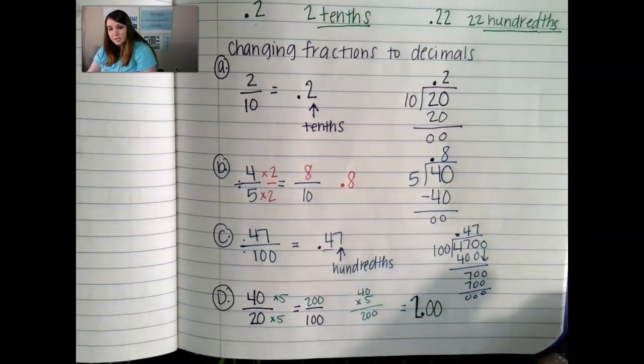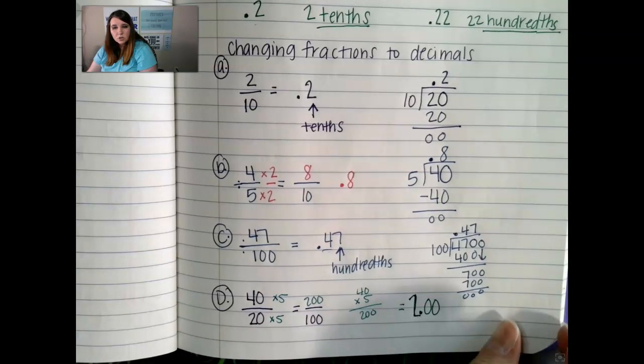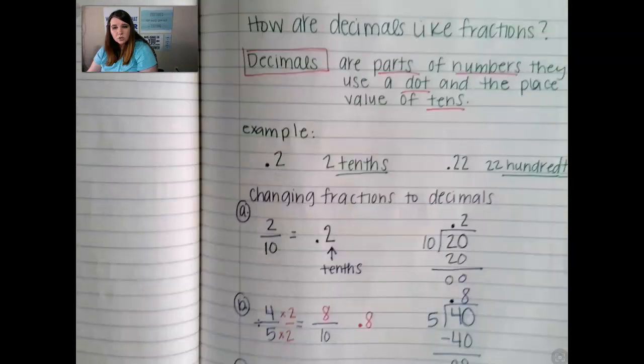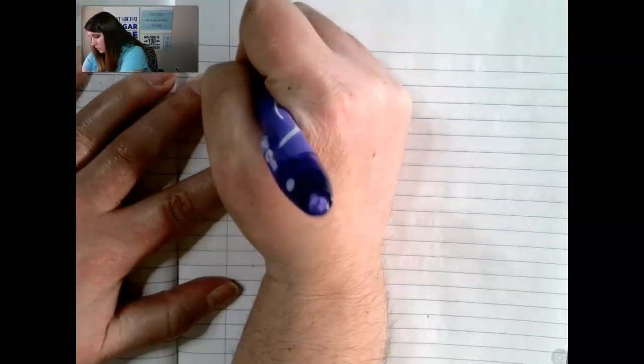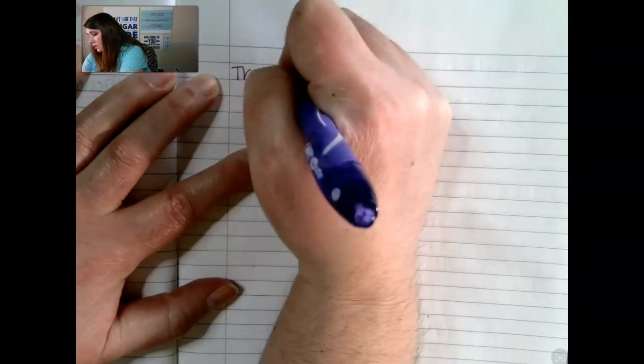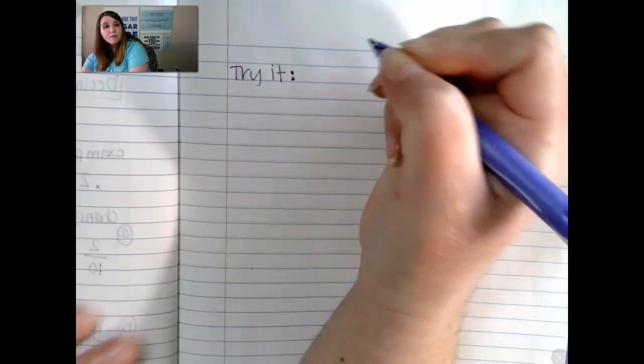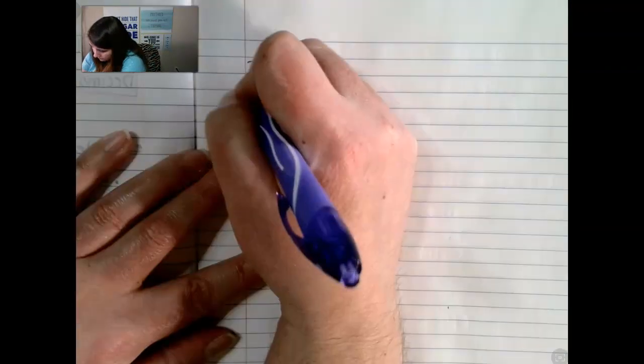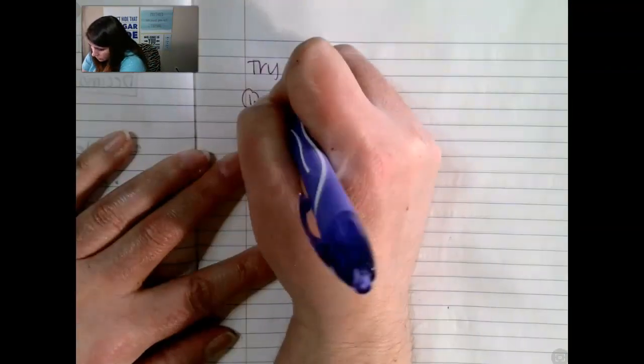Okay, 6th graders, it is your turn to do a try it. I'm sorry that I wrote so big on this paper. So I'm going to turn the page so that you can see your try its. Let's do a couple different try its. So try it number 1. All of these you need to convert from a fraction to a decimal. So you're going to go from a fraction to a decimal. So number 1 is 92 hundredths.